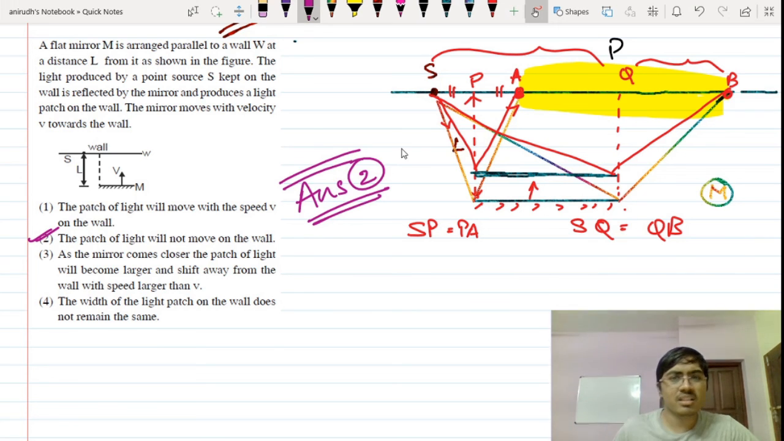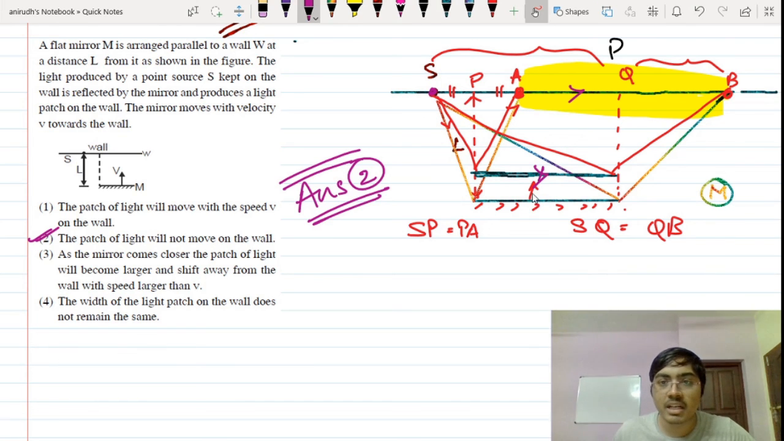So if you have not understood this, try doing this over here and ask yourself what will happen if I move this over here, right? SP is equal to PA. If the source is fixed over here, both the wall and the mirror are parallel. These two things are parallel. So from the source, if one ray comes over here, it has to travel the exact same distance and fall over here.